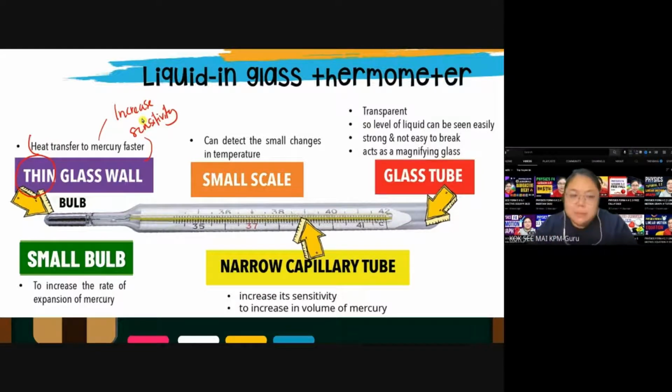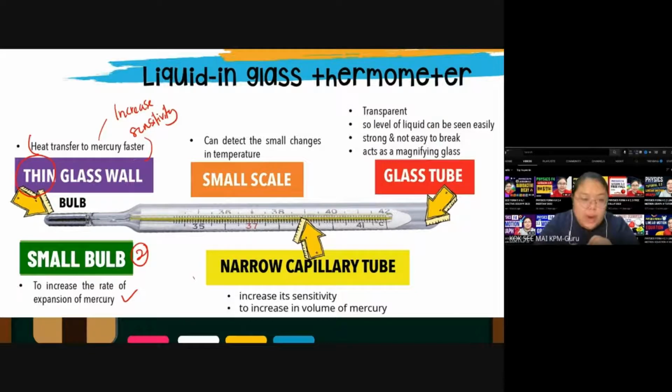Okay, this is number 2. The bulb I want small. Okay, small bulb, actually what's the function? A small bulb means the volume becomes less. When the volume becomes less, it means what? Easy to heat up because your quantity is less already. So from here we can say to increase the rate of expansion of the mercury.